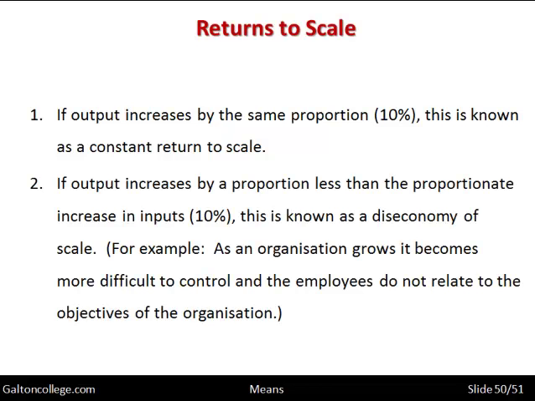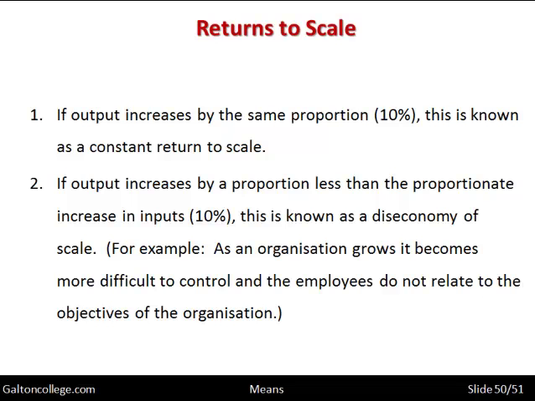If output increases by a proportion less than the proportionate increase in inputs, say 10%, this is known as a diseconomy of scale. For example, as an organization grows, it becomes more difficult to control the employees. The employees do not see eye to eye with the organization. They don't relate to the objectives of the organization. So with larger companies, there may be diseconomies of scale, diseconomies due to size.